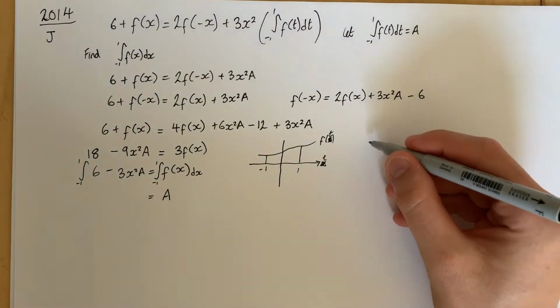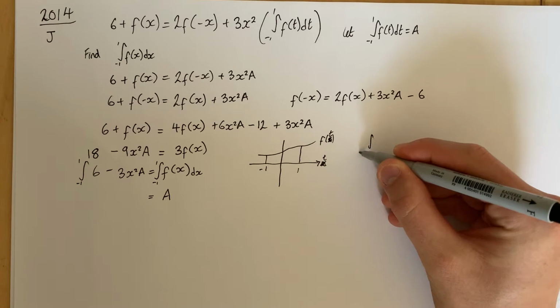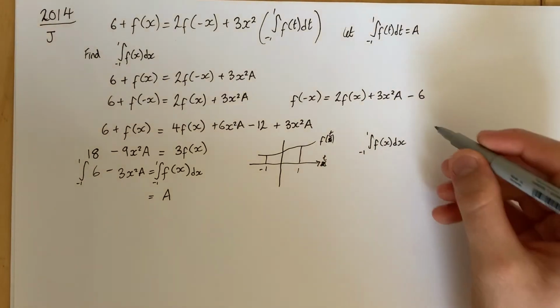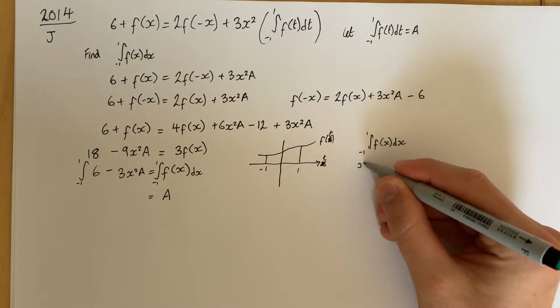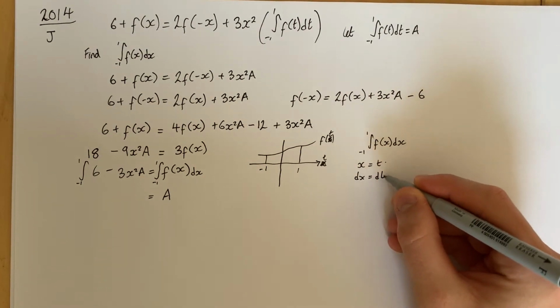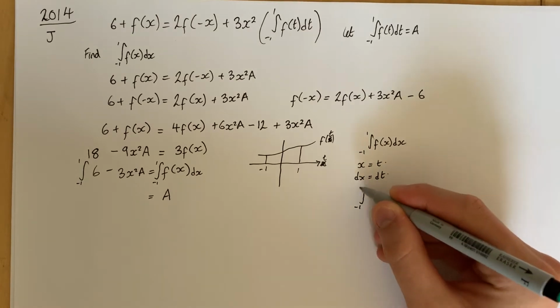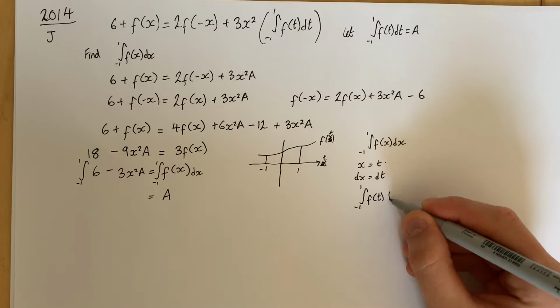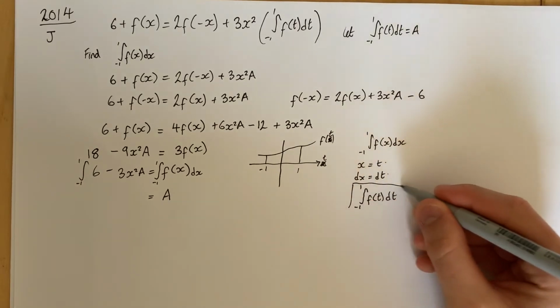If you're still not convinced of that, if you've seen integration by substitution before, consider the integral of f of x between minus 1 and 1. Let x equal t. That means dx equals dt. What happens to the integral? Well, the limits stay the same, and this will become f of t dt. So they're both exactly the same thing.